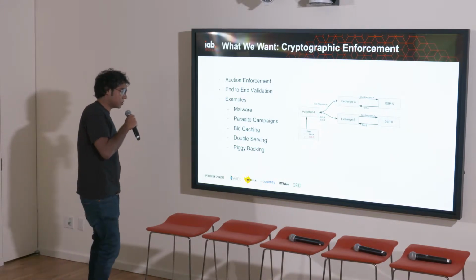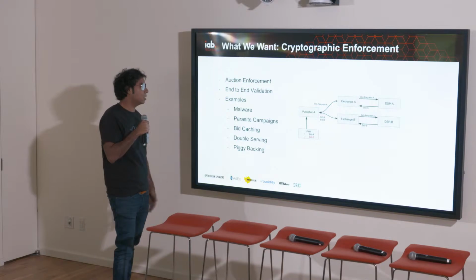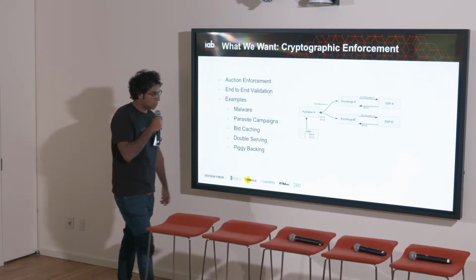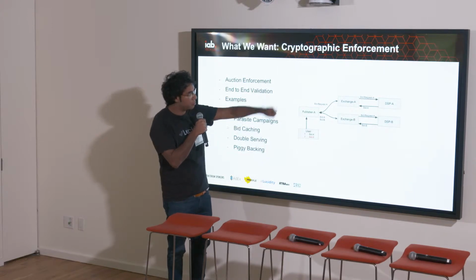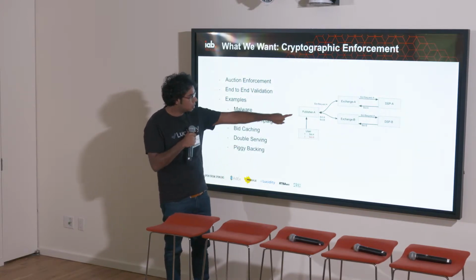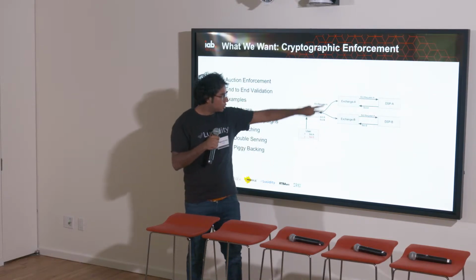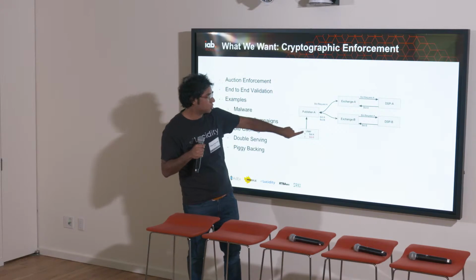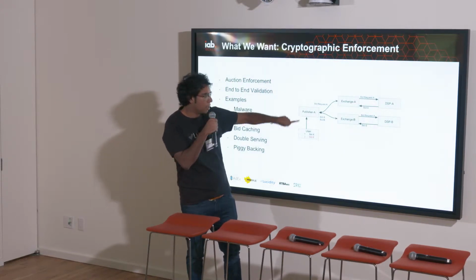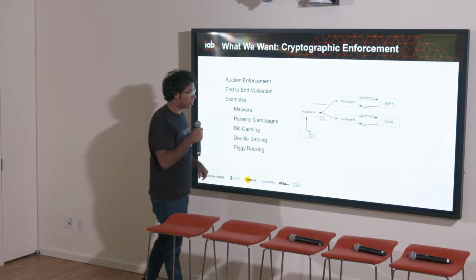So what are some examples? I'll give you some pretty basic examples here. Malware, bid caching. Here is something that we want to be able to prevent: bid caching. As a publisher, you can send a bid request to two different paths, to exchange A, exchange B, DSP B, and then get both bids and then serve both bids. And we don't want that, right? You should go out to the market for every single bid, because that's bid caching.